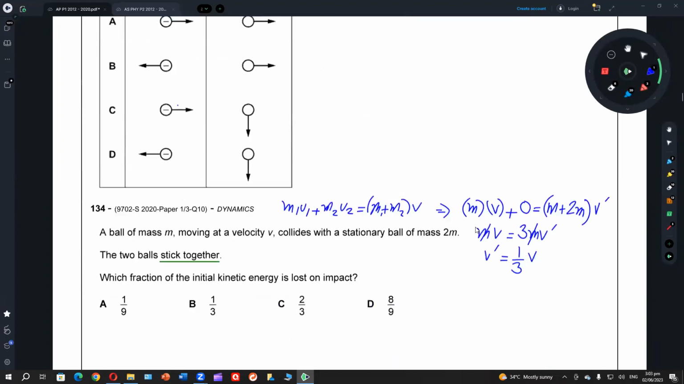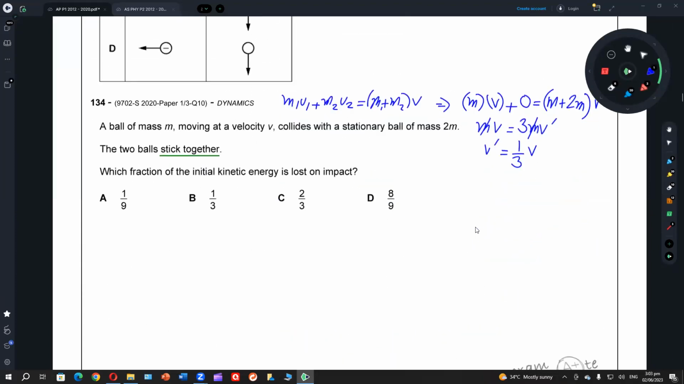Dynamics is the topic, and we are discussing this question. The two balls stick together. As you said, it's a case of coalescence. I have found the final velocity, and I can use it to find the final kinetic energy.